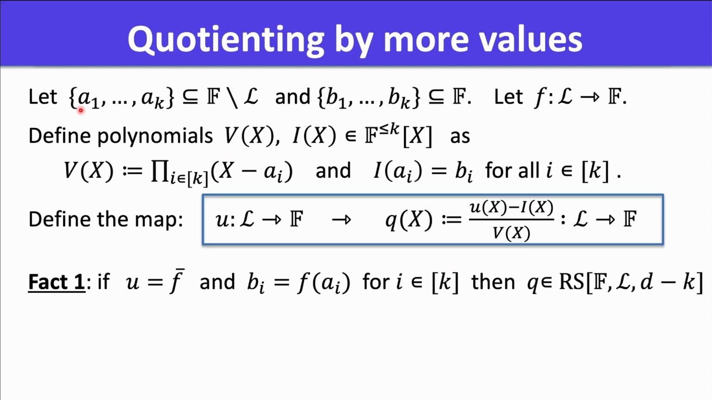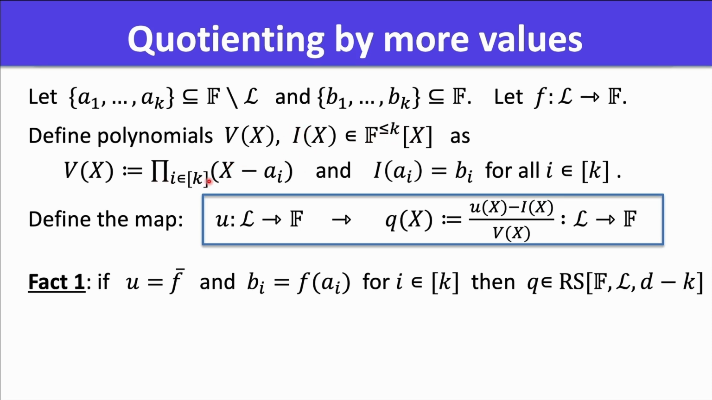So for example, let's set a1 to ak be the points where we want to evaluate our polynomial, and b1 to bk be the purported evaluations of the polynomial. Again, I'm going to insist that all a1 to ak are not in the domain of the code. Let's define these two auxiliary polynomials. One is called the vanishing polynomial, and one is called the interpolation polynomial. These are polynomials of degree at most k.